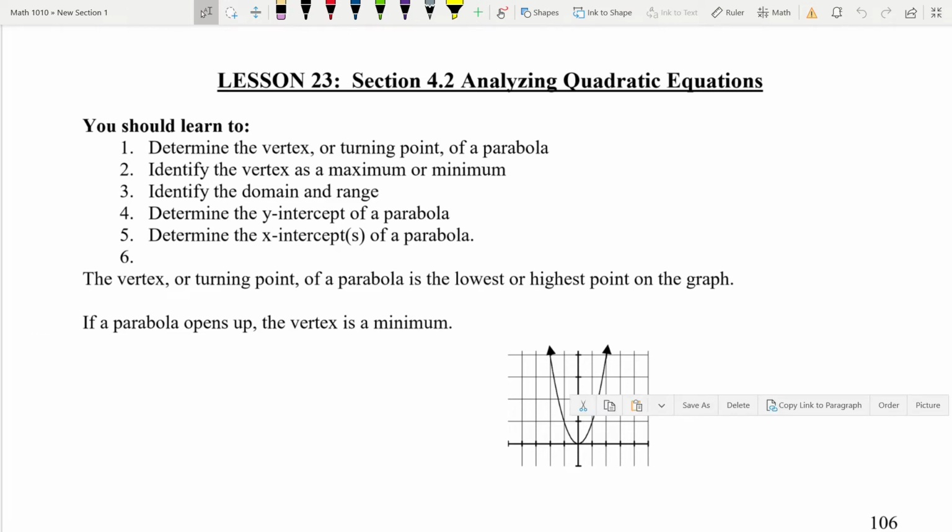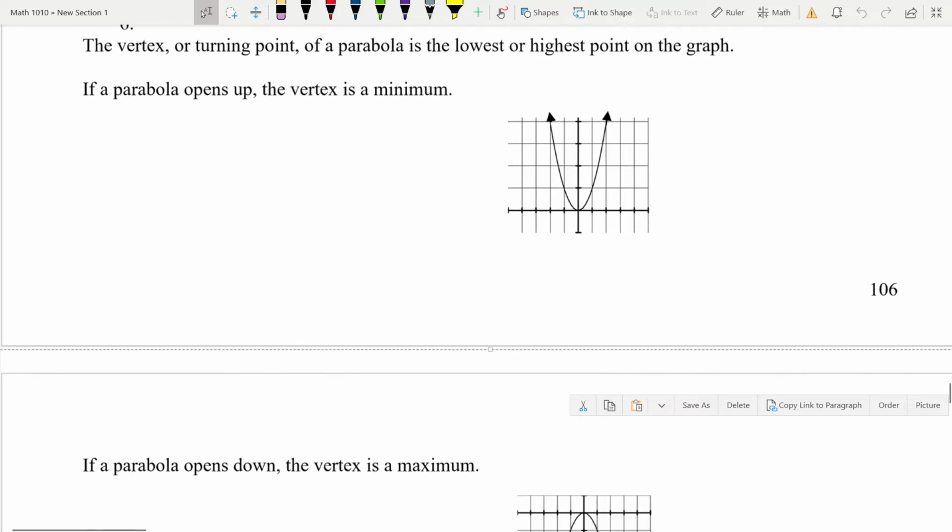Okay, here we go. So this is lesson 23. We're dealing with parabolas. That's what our lesson was on last time that you watched. So here's a parabola right here.